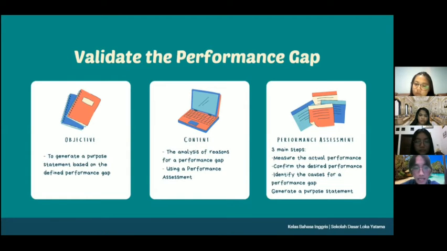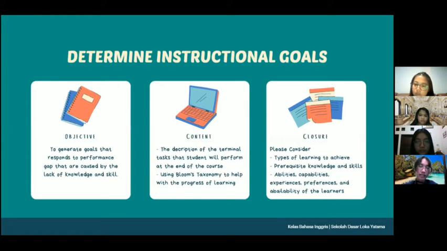After an analysis, we can generate a purpose statement. The next step of the procedure is to determine the instructional goals. The objective of this step is to generate goals that respond to performance gaps that are caused by the lack of knowledge and skill. So after generating the purpose statement, we have to make the goals that will be achieved by the participants. In this step, we have to describe the terminal task that students will perform at the end of the course.